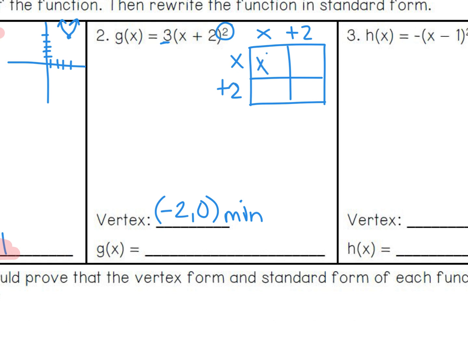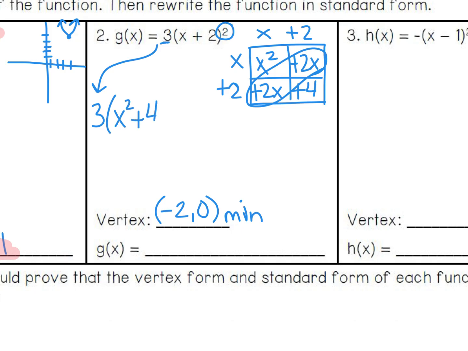So x times x is x squared, plus 2x plus 2x plus 4, and we have to put our like terms together. And that's where our 3 comes back into play. So we have our 3 outside. And then we're going to simplify our box. So we have x squared, 2x plus 2x is 4x, plus 4.